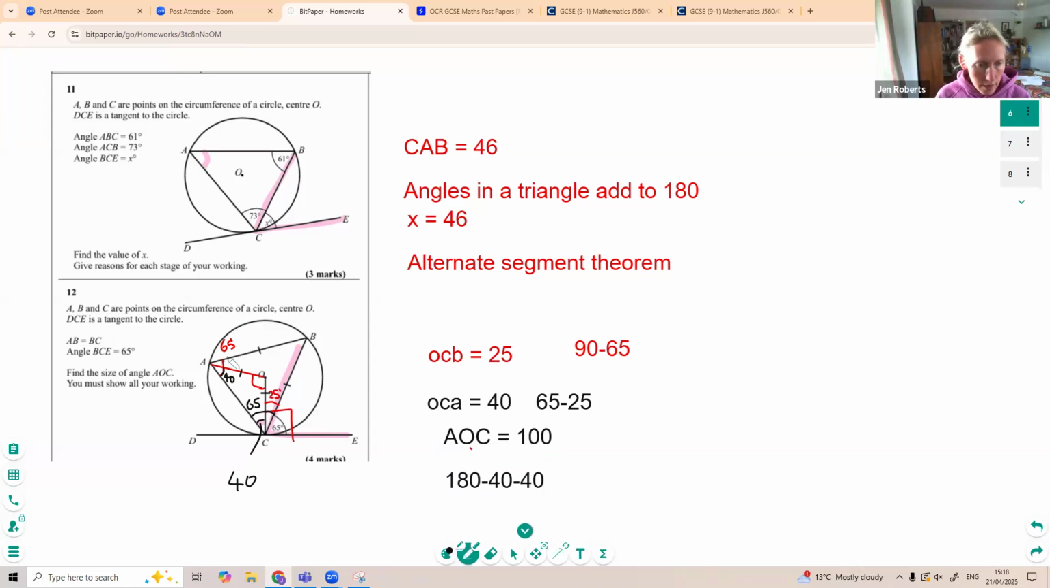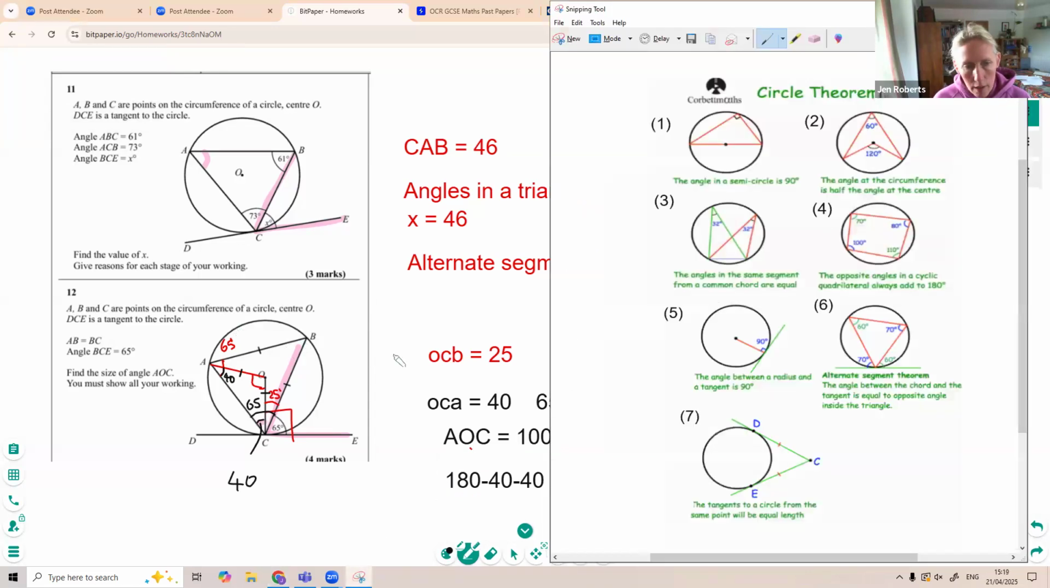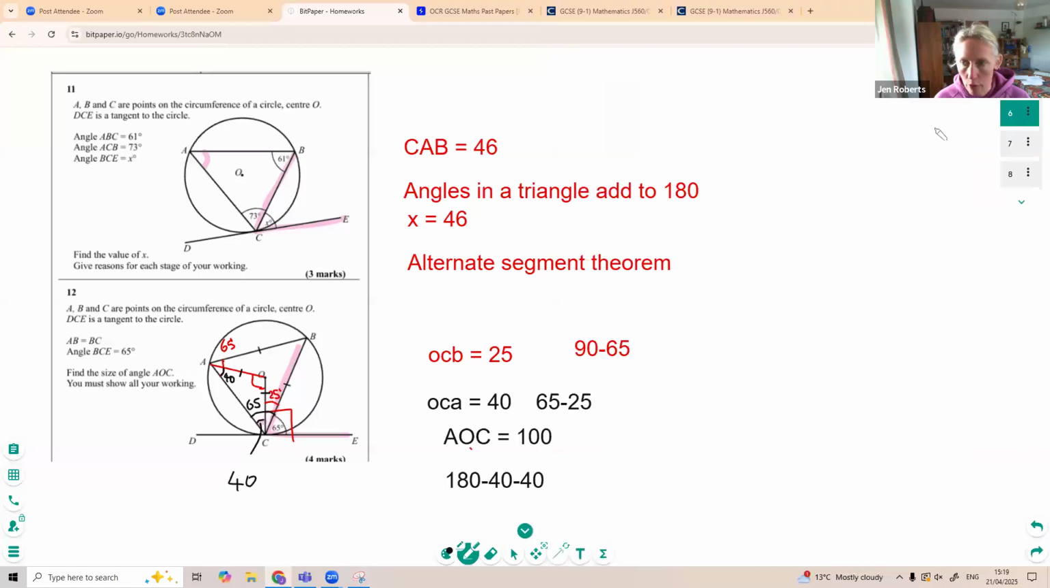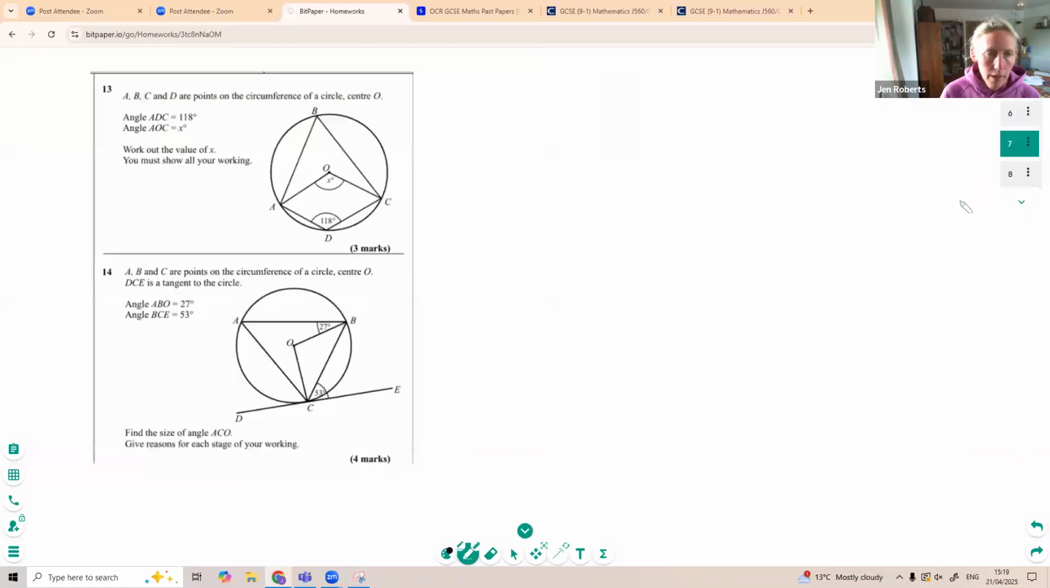So what you could have done here, once you've figured out this was 65, you could have got A, B, C: 180, take away 65, take away 65 is 50. And then because we're using theorem number 2, the angle at the circumference is 50, the angle at the centre is double, so it'll be 100. You may have used that way.